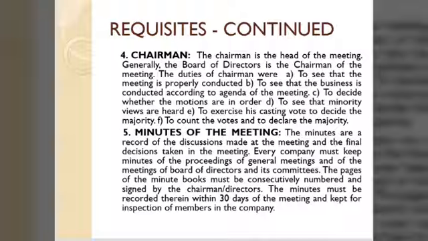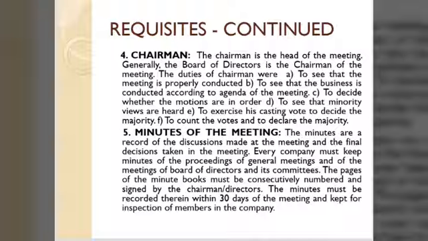Next one is the minutes of the meeting. Minutes is nothing but the proceedings of the meeting which are recorded. The discussions made in the meeting are recorded in a separate book called the minutes book, which is also maintained by the chairman of the meeting. The minutes book must be maintained and prepared within 30 days from the conduct of the meeting, and it is kept for the inspection of the members of the company.